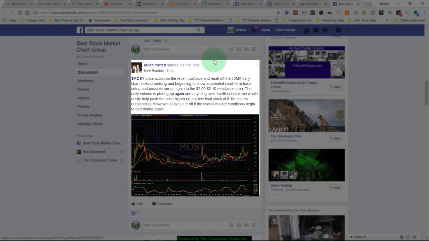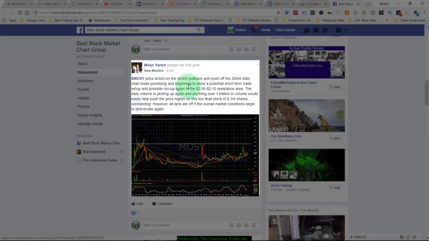What I want to do now is discuss a symbol, MLSY, posted in the Facebook discussion group by one of our new members, Milan. And it looks as though his analysis is based upon a daily chart. So what we're going to do is pick out Milan's post here. Every once in a while, I like to go over the symbols that are posted in our Facebook discussion group. If you're not currently a member, please join up.